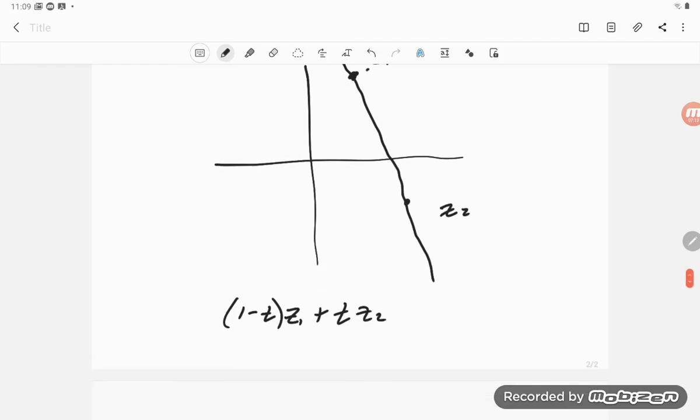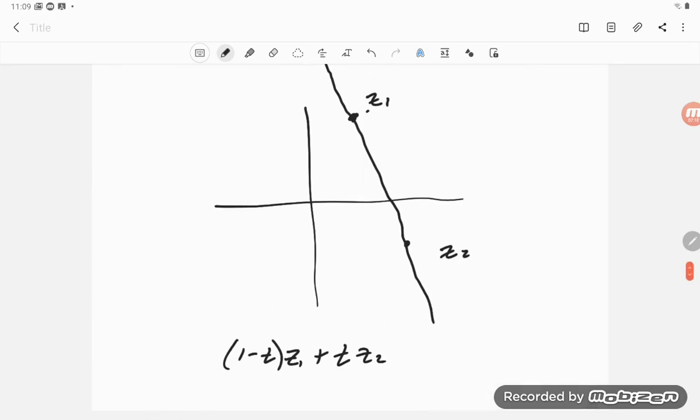And notice that when t equals 0, I get Z1. When t equals 1, I get Z2. Now, if t is between 0 and 1, I'll get a point in between somewhere. And if t is outside of 0 and 1, I will get points out here. But that's a nice way to create the line.